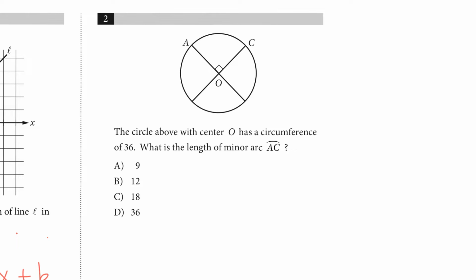For problem number 2, we have a circle with the center O that has a circumference of 36. What is the length of minor arc AC? So from A to C, right here, what is this length? Well, this is 90 degrees here, so 90 degrees is 1/4 of 360. So then we would have 1/4 of the circumference. 1/4 of 36 is 9. So the answer here should be A, which is 9.